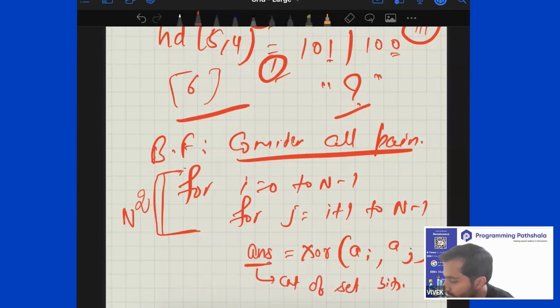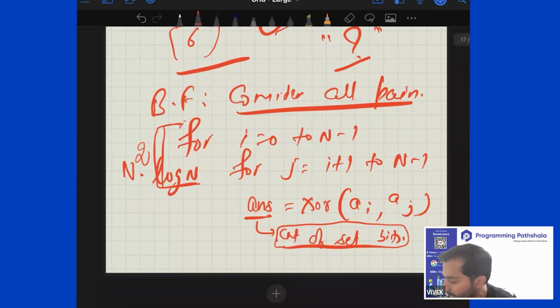What is the complexity of this? Count of set bits. We just learned an algorithm to quickly find the count of set bits. The average case complexity of this is equal to order of count of set bits, right? In the worst case, it can be log n, where all the bits are 1, right? So it will be n square into log n. You understand why I'm saying log n?